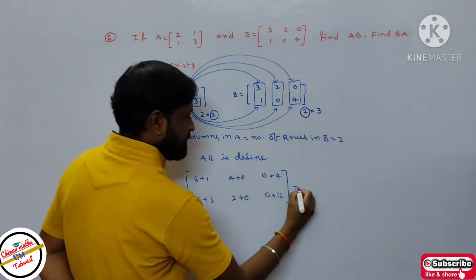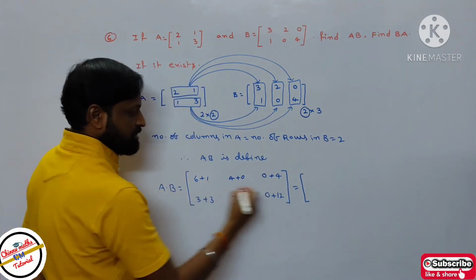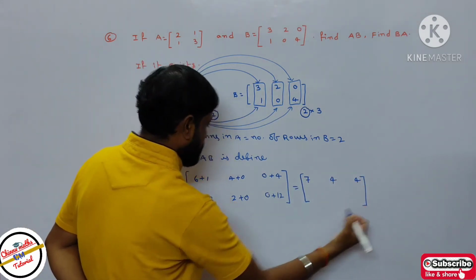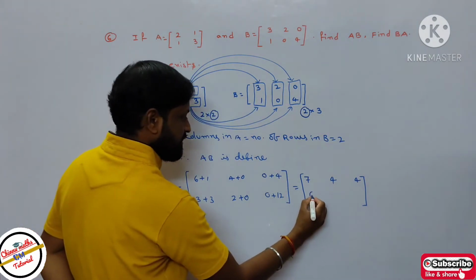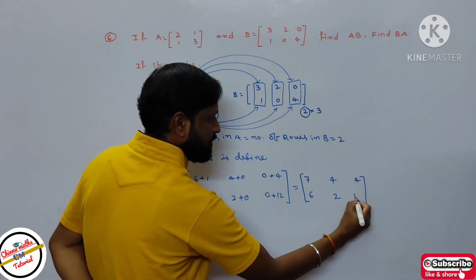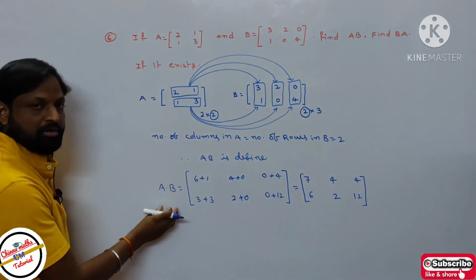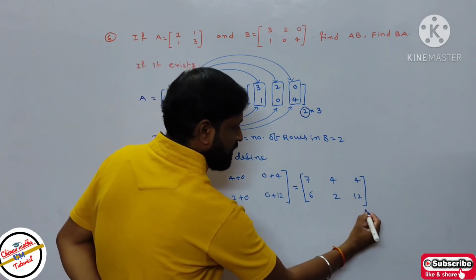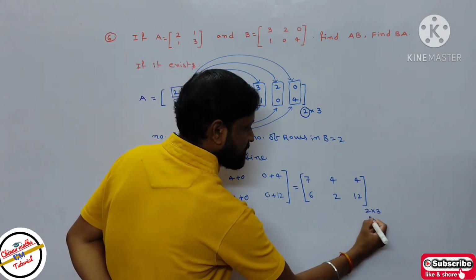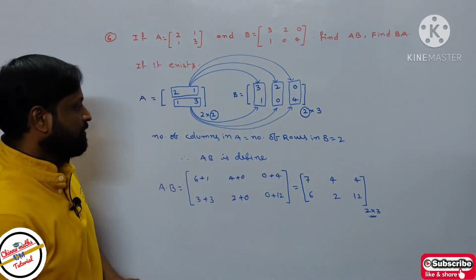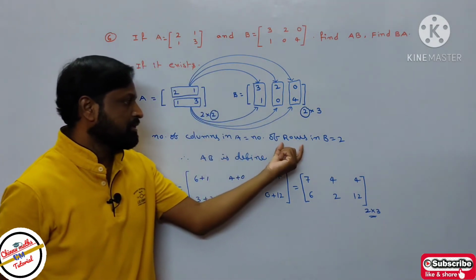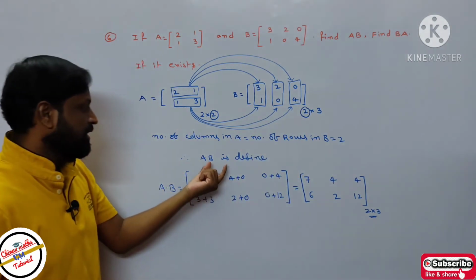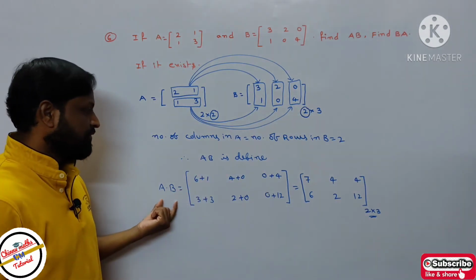So then you can write 6 plus 1, 7, 4 plus 0, 4, again 4. You can write 3 plus 3, 6 and 2 plus 0, 2, 12 plus 0, 12. So the product of A into B equal to 7 4 4 and 6 2 12. What is the order equal to? 2 rows and 3 columns. So the number of columns in matrix A and the number of rows in matrix B are both equal to 2, then AB is defined. So the product of AB is this one.